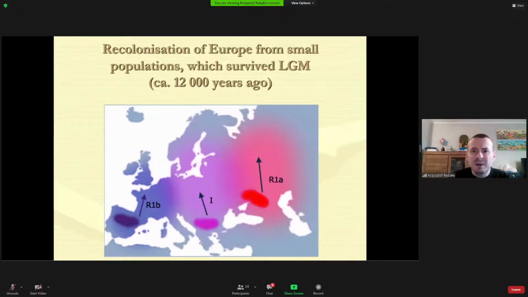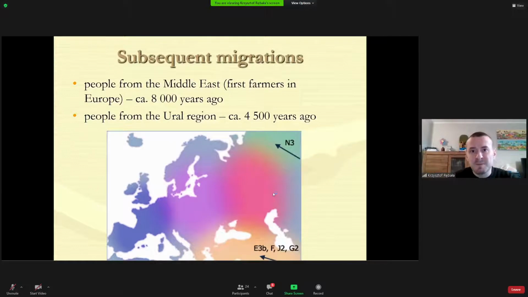After the last glacial maximum was finished, Europe was recolonized again from small populations which survived this period. It is assumed that these must have been the haplogroups R1b from the Iberian Peninsula, I from the Balkan Peninsula, and also R1a from the area in present day near the Black Sea. Then afterwards, there were subsequent migrations to Europe.